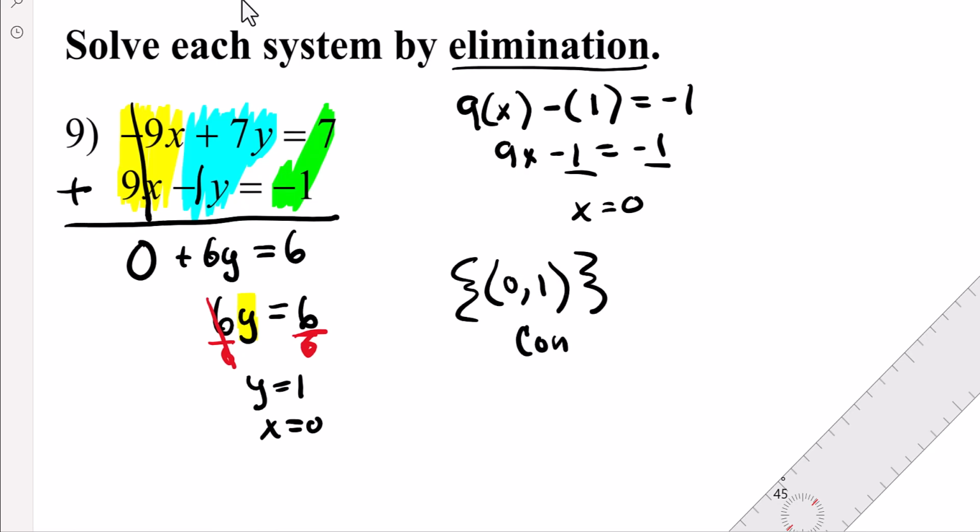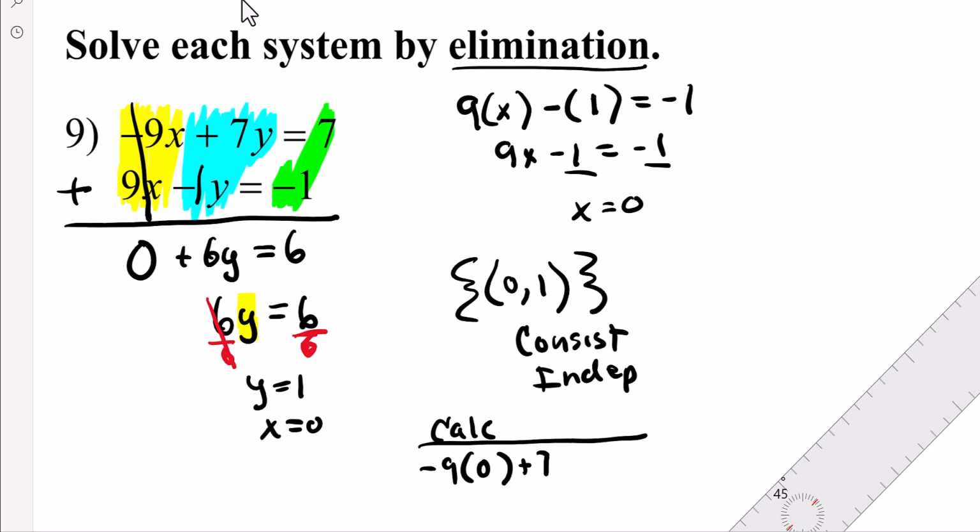So this is a consistent and independent system. Now, it would be a good idea to check. So this is, again, you don't have to write this down. This is the calculator check. I'm going to take the top equation, -9, parentheses, whatever the x is, 0, parentheses, plus 7, parentheses, the y is 1, parentheses, enter. And your calculator should read 7. And that makes sense. This is 0. That's 7. Add those together, you get 7.